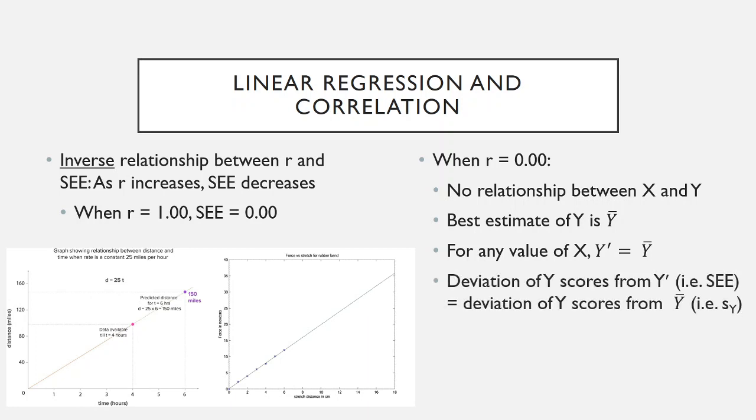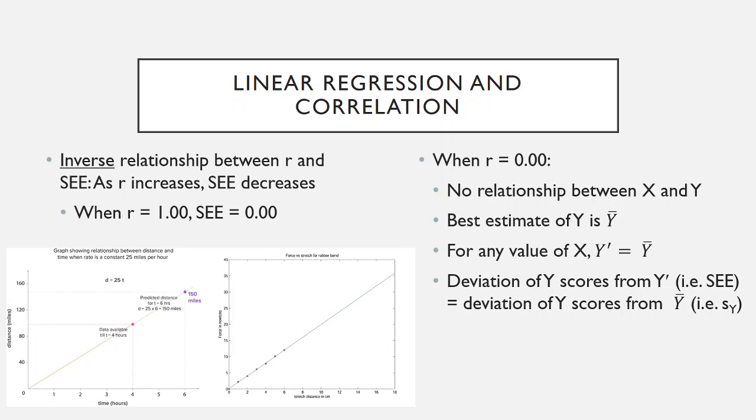So in fact, what ends up happening when you're dealing with variables that are completely unrelated, it is only the deviation of the y scores from the mean, or the standard deviation of y, that tells you anything about the standard error of the estimate. Okay, this point is a little bit confusing. It's highly conceptual, but think about it this way.